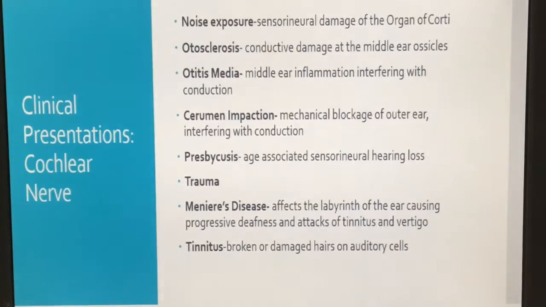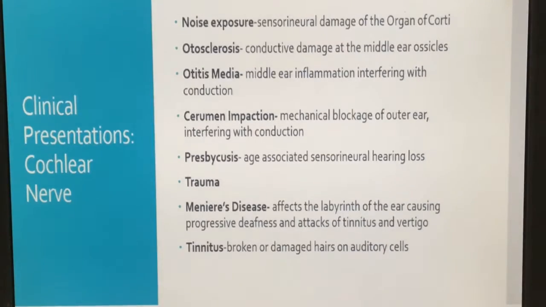For specific clinical presentations of the cochlear nerve, if there's noise exposure, it can cause sensorineural damage of the organ of Corti. Otosclerosis is conductive damage at the middle ear ossicles. Otitis media is middle ear inflammation interfering with conduction. Cerumen impaction is a mechanical blockage of the outer ear, which also interferes with conduction.